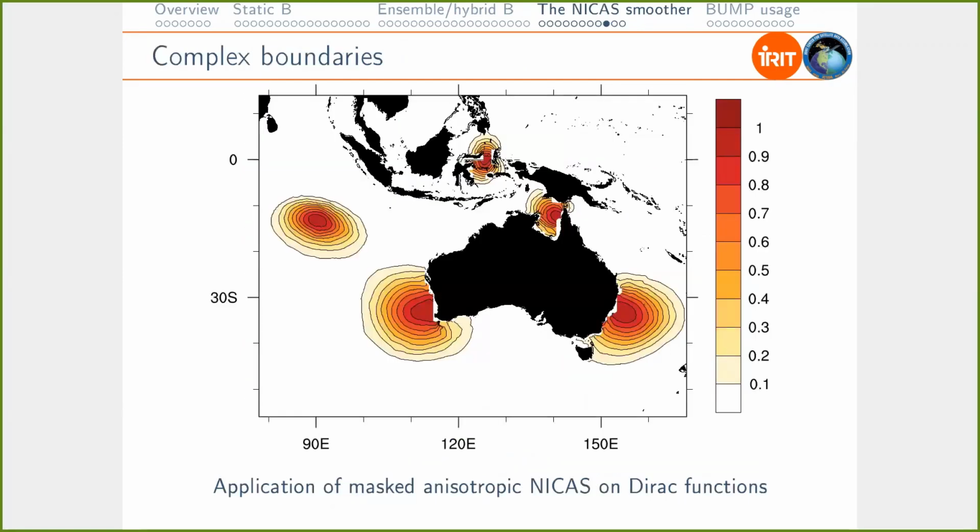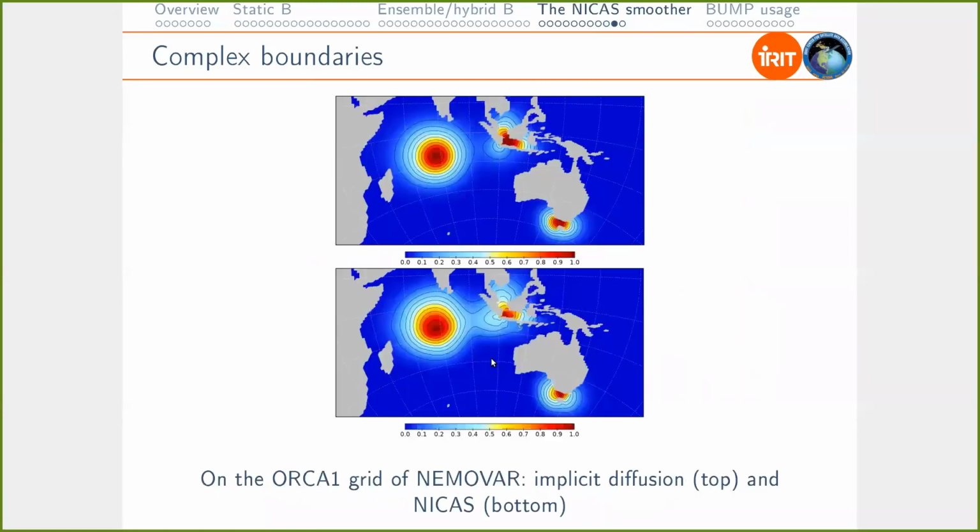Also, since we control the grid and the convolution, we can apply a mask to this method, and so we can take complex boundaries into account, which is interesting for the ocean. And here is an example of a comparison between the implicit diffusion method that is used in NEMOVAR, the ocean data assimilation system, at the top, and at the bottom, the Nicas method. So they are pretty close solutions, but the Nicas one is a lot cheaper.